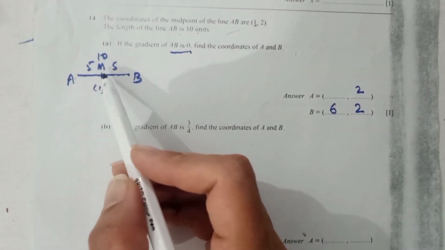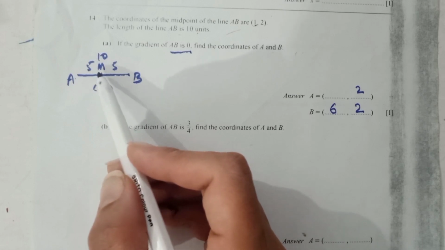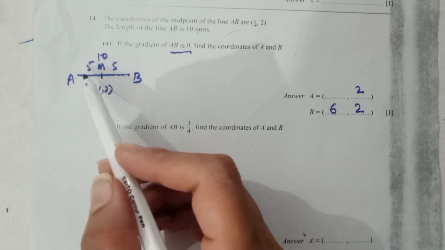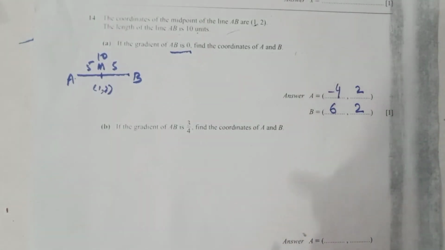And for the point A, we have to move backward, to the left side, and in this we have to subtract 5 from 1. When we subtract 5 from 1, we get minus 4. Now students, these are the coordinates of points A and B.